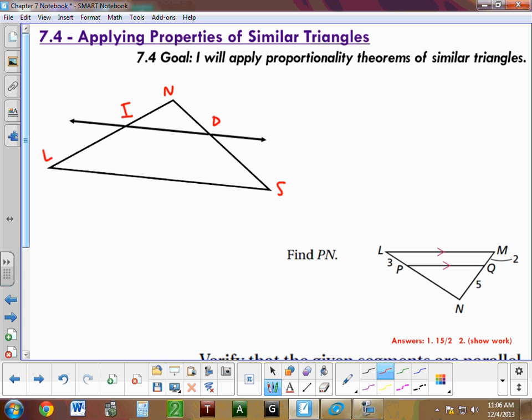So we'll label these parts in these triangles. So if you have a line that's parallel to another side of a triangle, it's going to split it up proportionally. And this is kind of similar to one of the properties in 7.3. But I'll write it out so you know what I'm talking about. And I'll apply it and show you what I mean. So if a line is parallel to another side of the triangle, it splits the triangle proportionally.